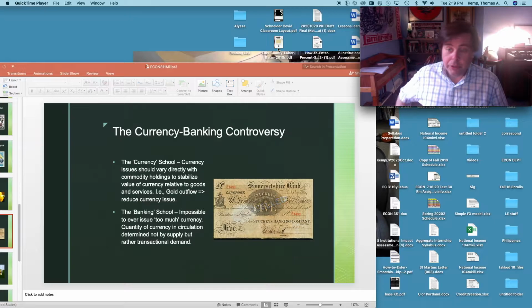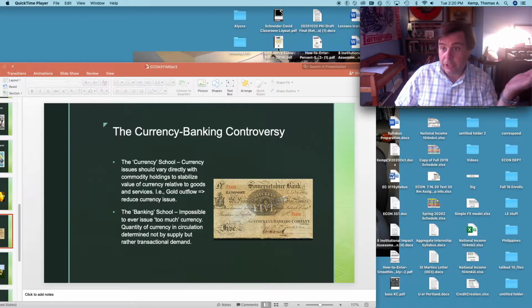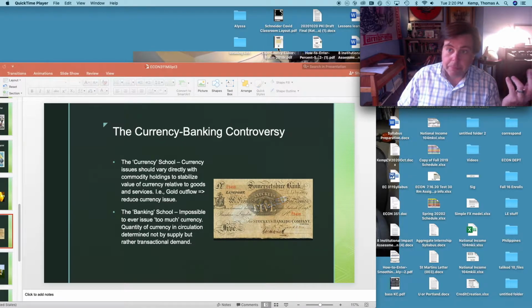Now, the origins of this are a generation prior to this with David Ricardo, and the idea here is that currency issuance should vary directly with the underlying commodity to stabilize the value of the currency relative to goods and services. So, for example, if you have a gold-based monetary system, then if a nation has more gold, it should issue more currency. If for whatever reason it has less gold, then it should have less currency. And in that way, the thinking was that the price of the currency in terms of goods and services will also be stabilized, right? So if the quantity of currency relative to the quantity of whatever the underlying commodity is stabilized, then the price of the currency in terms of various goods and services should be stabilized.